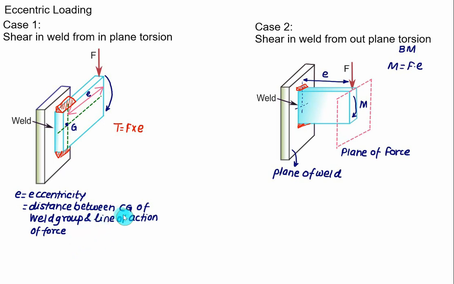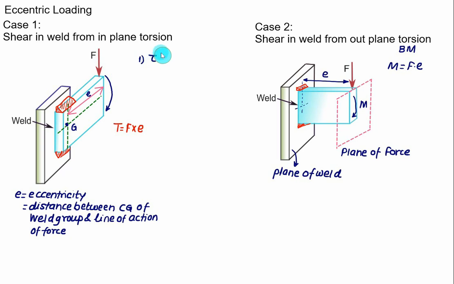Once you locate the center of gravity, that is the centroid of the weld group, then you can measure the distance between the centroid and the line of action of force and you can find out the eccentricity. Two types of stresses will occur here. One is due to the force F.